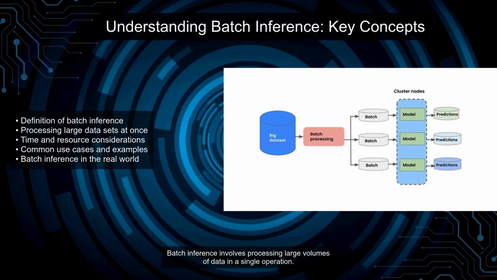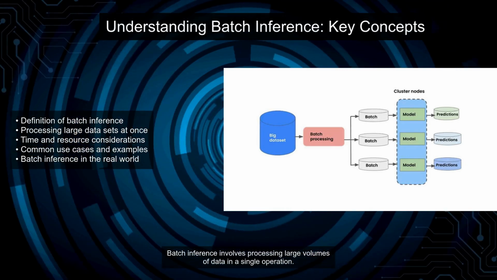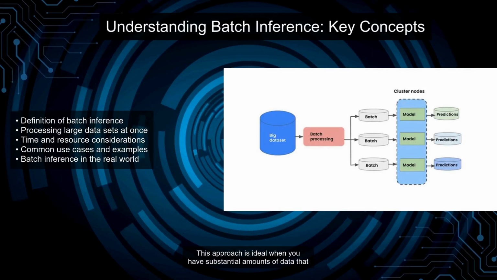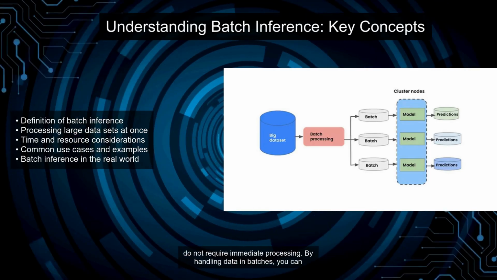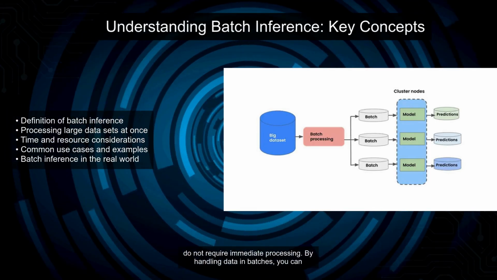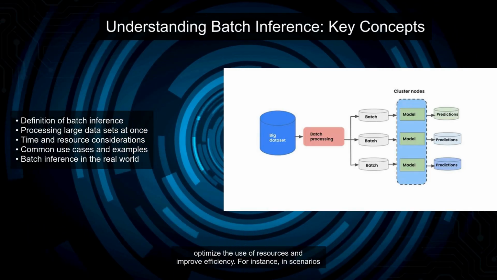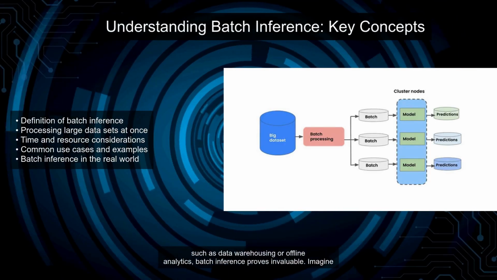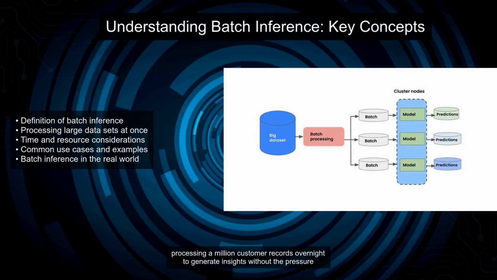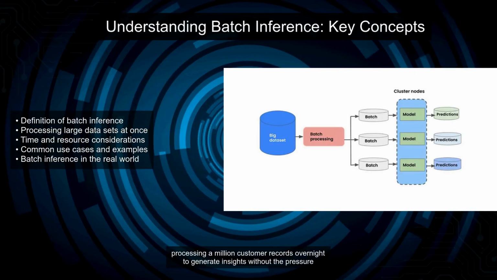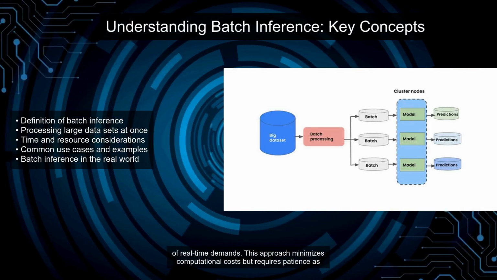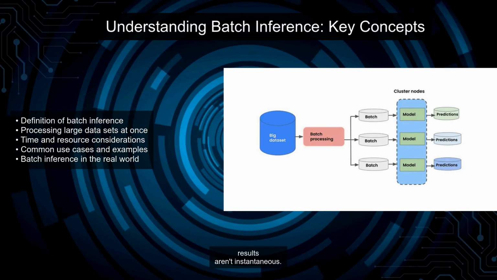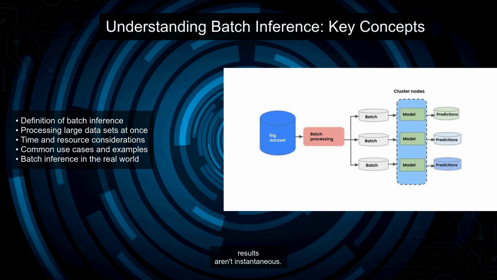Batch inference involves processing large volumes of data in a single operation. This approach is ideal when you have substantial amounts of data that do not require immediate processing. By handling data in batches, you can optimize the use of resources and improve efficiency. For instance, in scenarios such as data warehousing or offline analytics, batch inference proves invaluable. Imagine processing 1 million customer records overnight to generate insights without the pressure of real-time demands. This approach minimizes computational costs but requires patience as results aren't instantaneous.